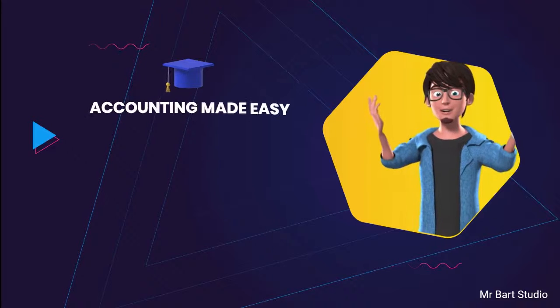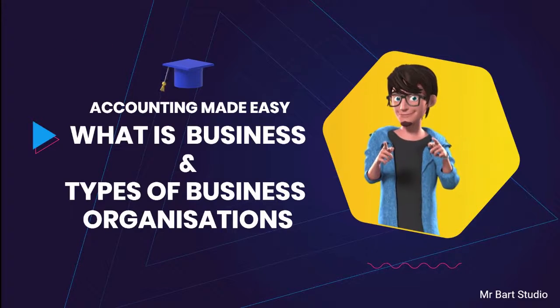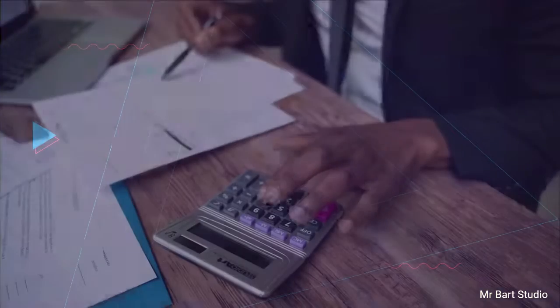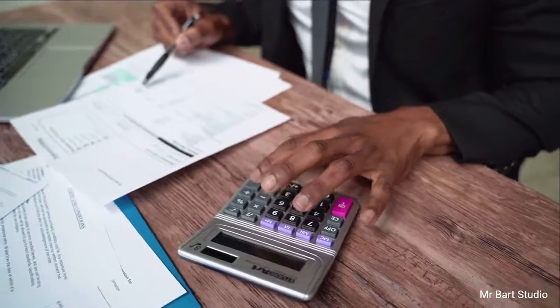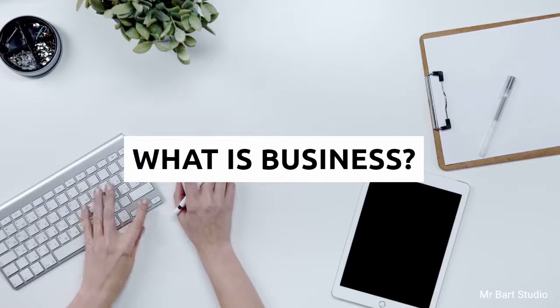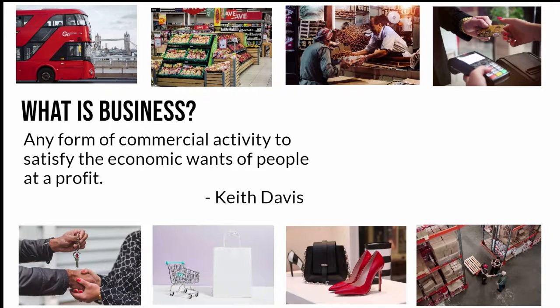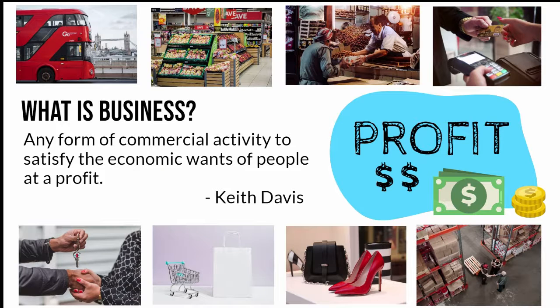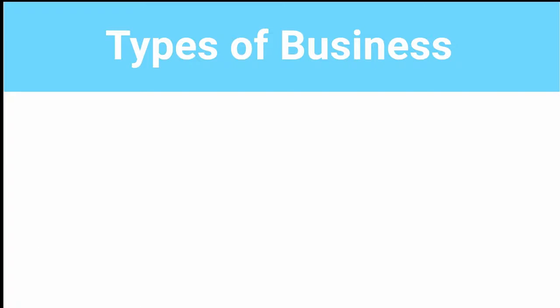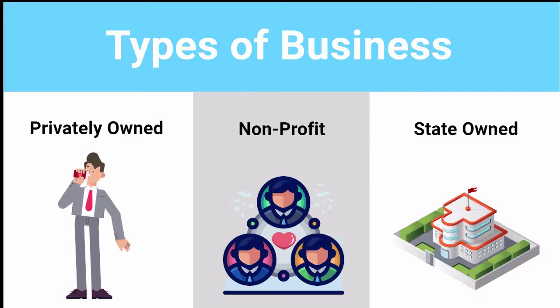In this episode of Accounting Made Easy, let's talk about what is business and types of organizations. We all know every company needs accounting. When we talk about accounting, we first need to understand what a business is. In most cases, business is any form of commercial activity carried out in order to meet people's economic needs, which is profit. Businesses can generally be divided into privately owned companies, non-profit companies, and state-owned companies.